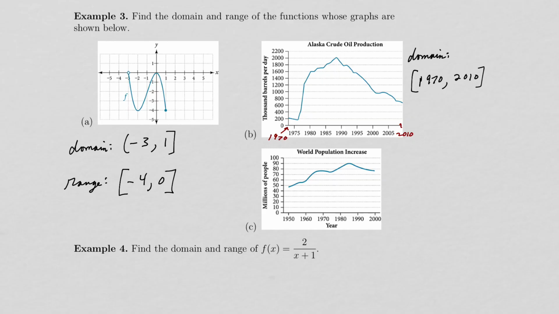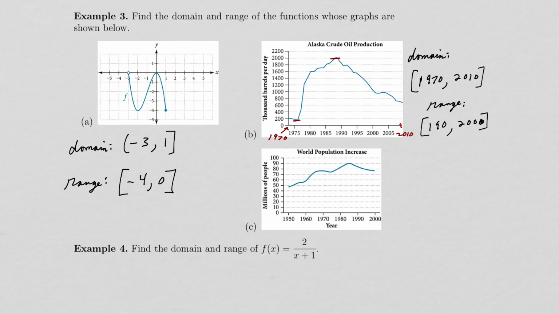And then the range, it looks like it's going from maybe like 180, 190. I'll say 190, and then the highest value is like 2000. So the range is like maybe 190 to 2000, and we're going to assume it includes both those endpoints.